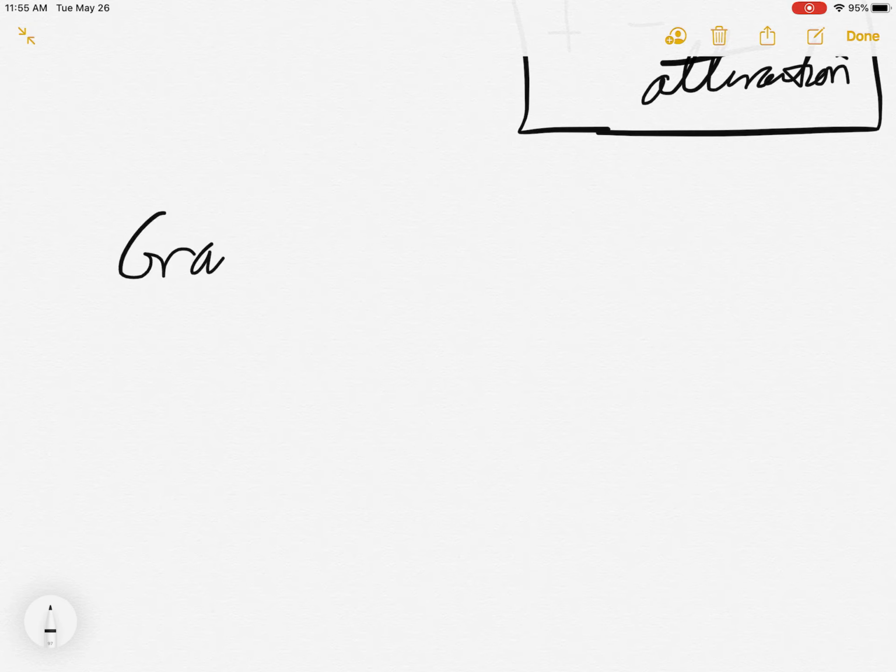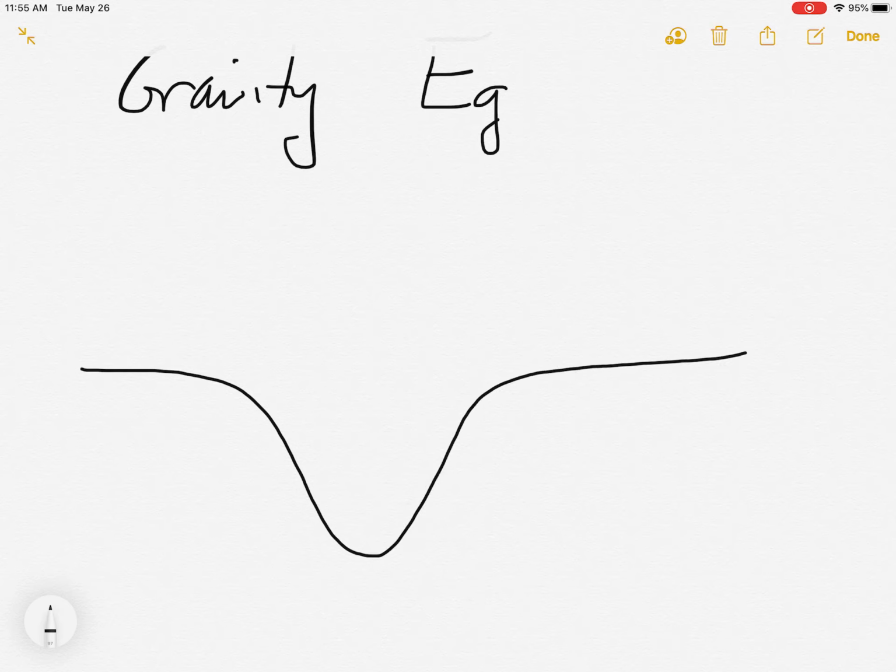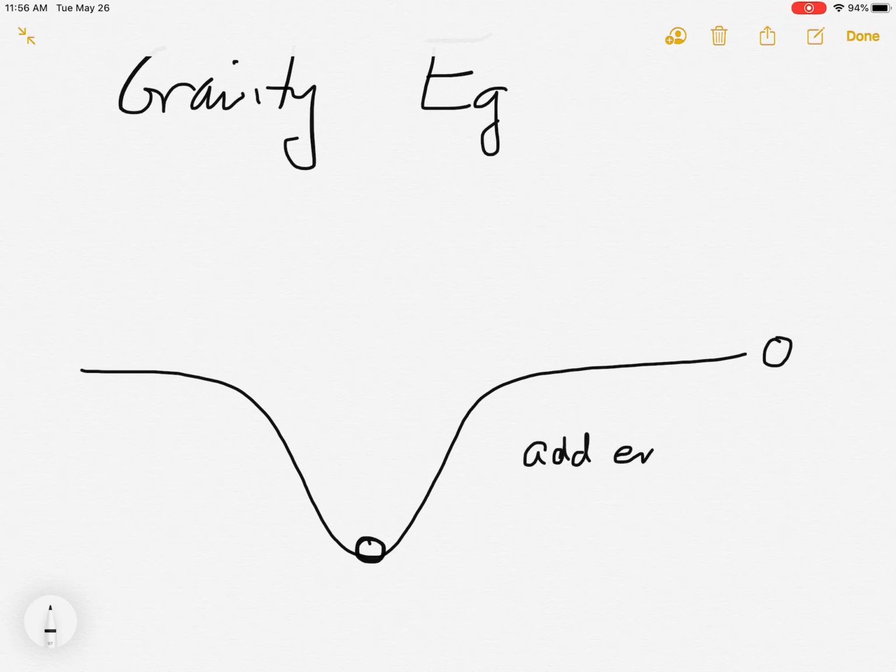Well, you'll recall that when we did the gravitational energy for gravity, we described gravity as an energy well, where the zero was sort of here, the flat sort of space. And the mass here creates this energy well. And what that means is you have to add energy to get away.